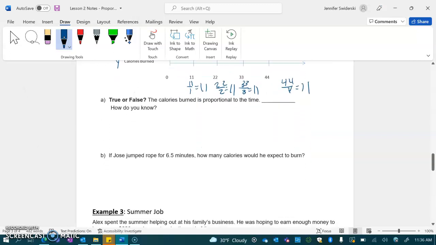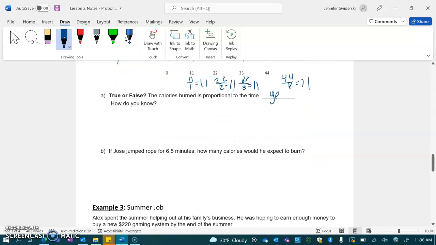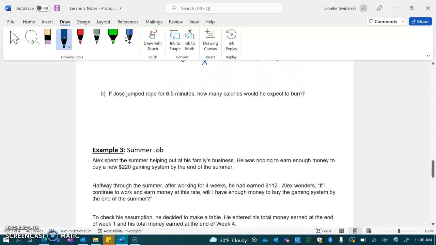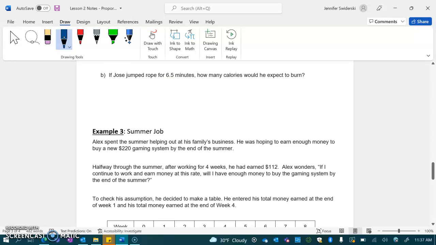So is this true or false? Are the calories burned proportional to the time? Yes. My y over my x all simplifies to 11 calories per minute. So if he jumped rope for 6.5 minutes, how many calories would you expect him to burn? Well, 6.5 times 11 equals 71.5. So 71.5 calories for 6.5 minutes.